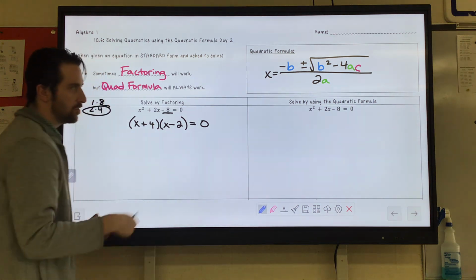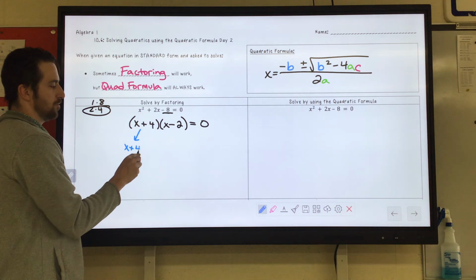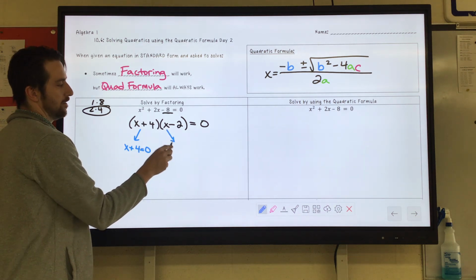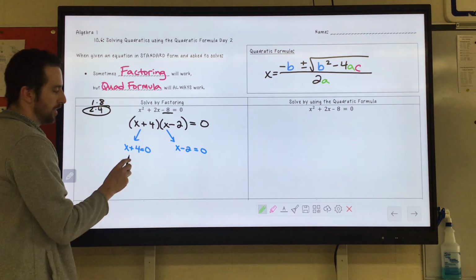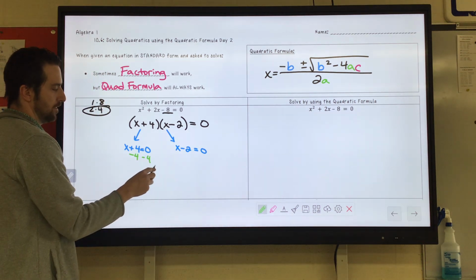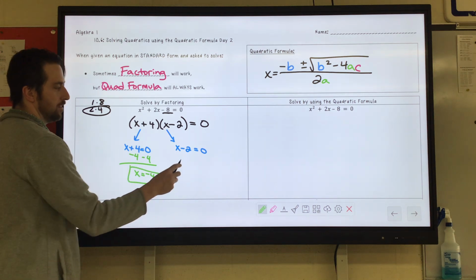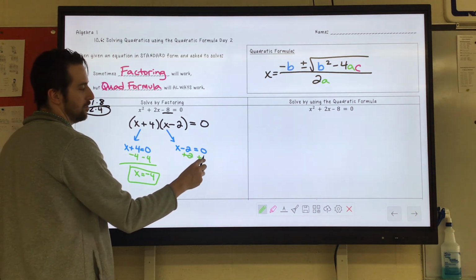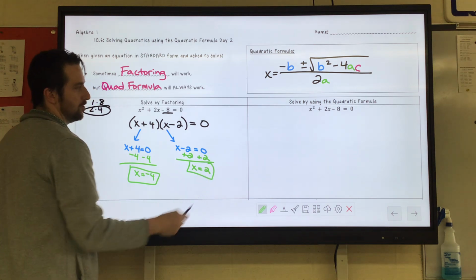And then remember, with the zero product property, we set up an equation for each part. X plus 4 equals 0 and x minus 2 equals 0. And we just solve them. X plus 4, we subtract the 4. X equals negative 4. Here x minus 2, so we'll add 2 to both sides. X equals positive 2.